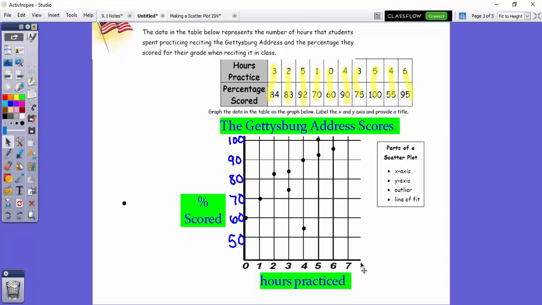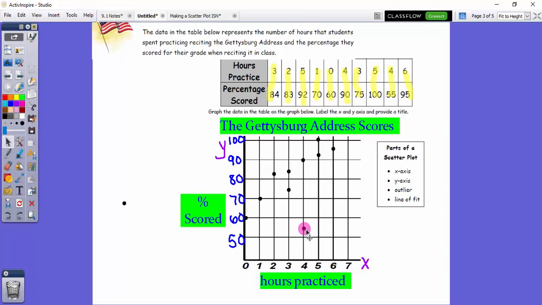So we know we have the x-axis, the horizontal axis, and the y-axis, the vertical axis, which I've labeled as hours practice and percent scored. The next thing we have is an outlier. If you notice how this data kind of trends upward, all of these data points flow upwards like this, except for this one way down here. So unfortunately, this is an outlier. This poor student studied for 4 hours and they still only scored a 55 on the test.